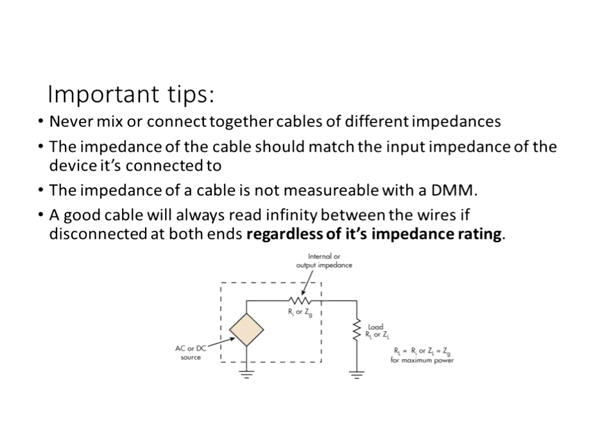All right, so important tips regarding transmission lines. You never mix or connect together cables of different rated impedances. The impedance of the cable should match the input impedance of the device it's connected to, whether it's a device or another cable. The reason is because you need to have the proper power transfer. If it's not the same impedance, you're going to get reflections that cause trouble in the line. The impedance of the cable is not measurable with a DMM. So don't think you're going to check a 50 ohm coaxial cable or a 75 ohm coaxial cable and find out that it's 75 or 50 ohms. No. If it's disconnected on both ends, it should read infinity. A good cable will always read infinity between the wires if it's disconnected at both ends, regardless of its impedance rating.